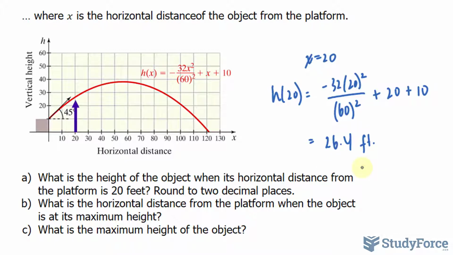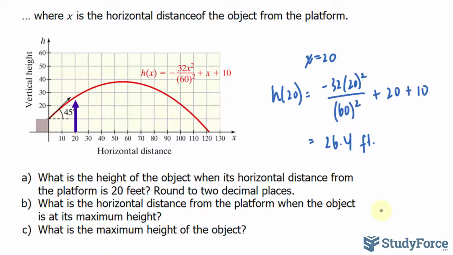Next, in part B, what is the horizontal distance from the platform when the object is at its maximum? From the graph, you can assume that visually it will be between 50 and 70. So somewhere in between 50 and 70 of a horizontal distance will we have the maximum vertical height. But that's not reliable. We need an actual number.